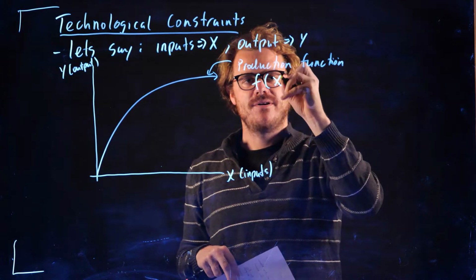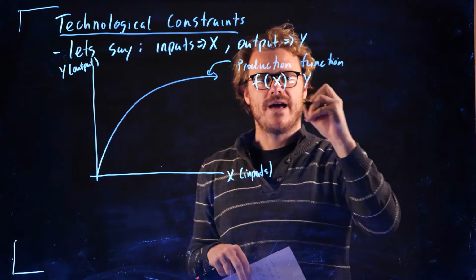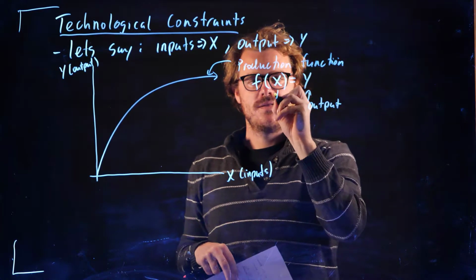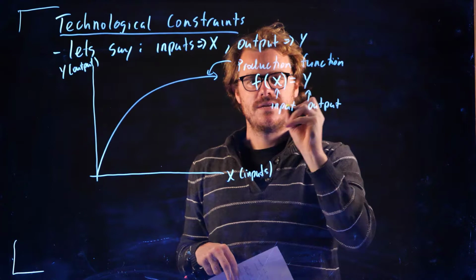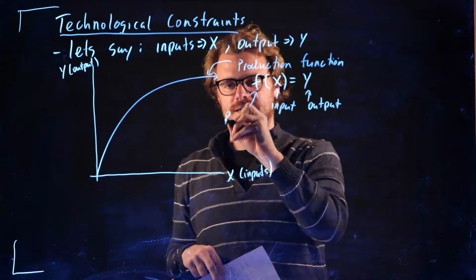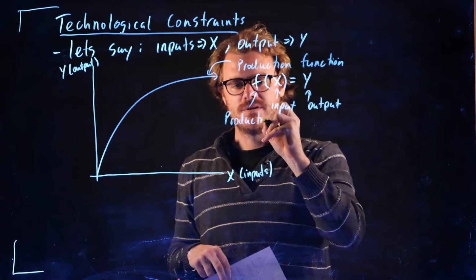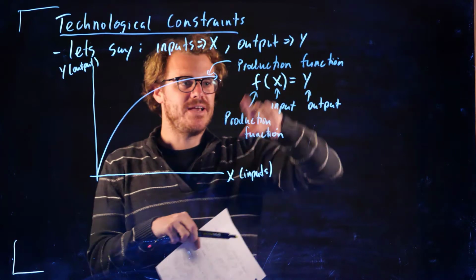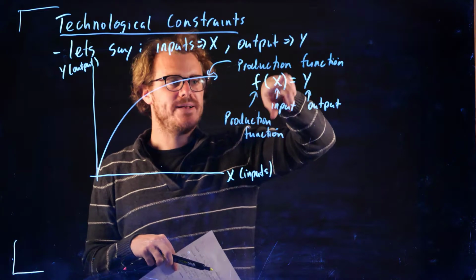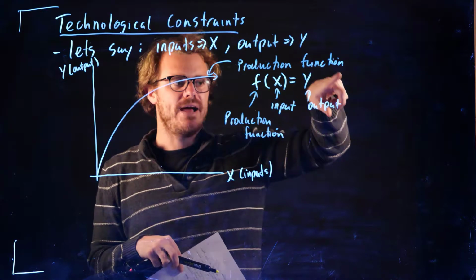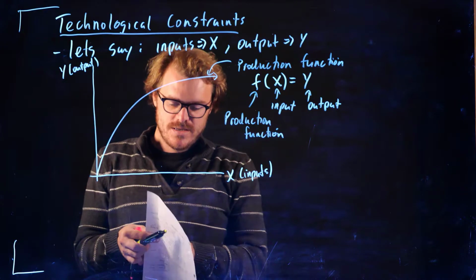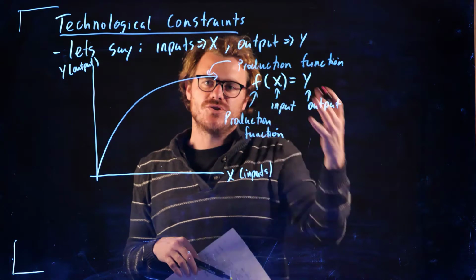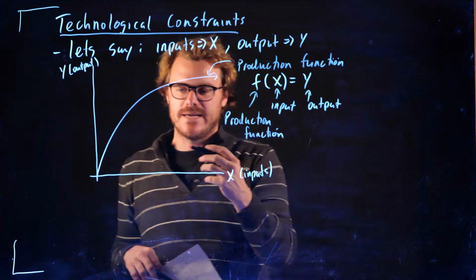So f of x equals y. This is the output. This is the input. And this f here is the actual production function, in that it's taking some amount of inputs, applying some function to it, and getting some amount of outputs. So this is just how one production function might look, one that has certain properties, which we're going to discuss later in this chapter.